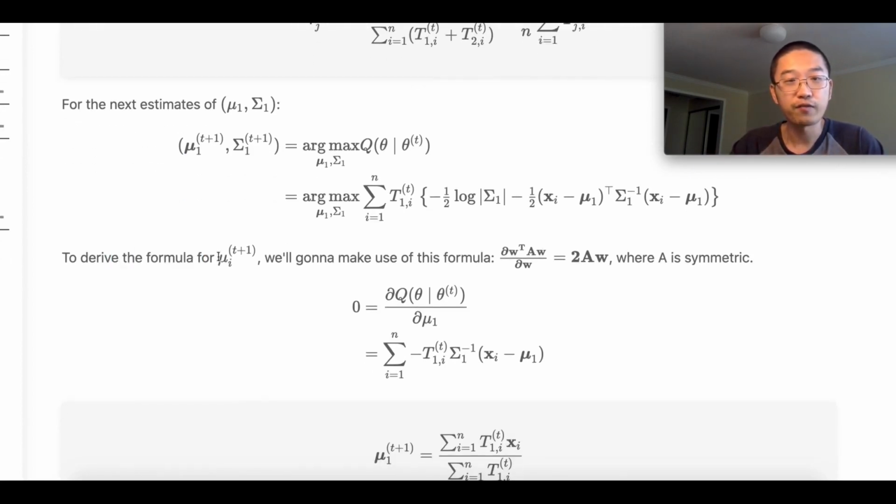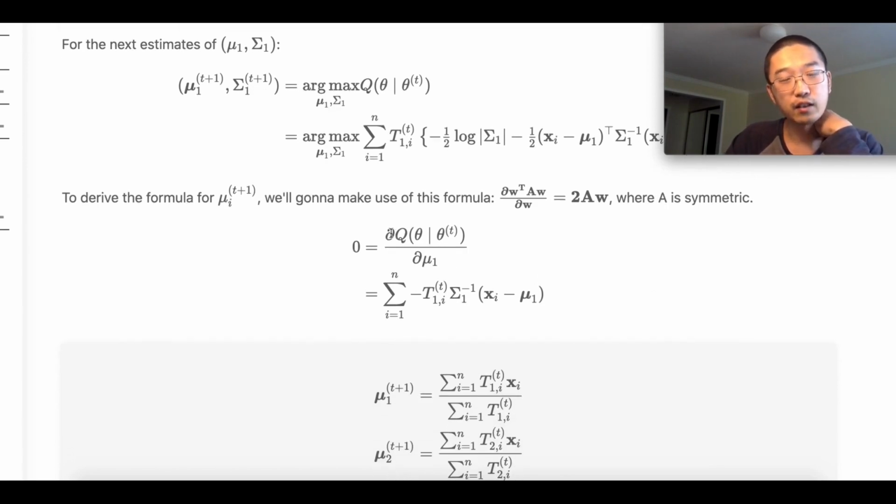So to derive the formula for mu, we're going to use a formula for the partial derivative of a quadratic form with respect to the vector w, which is 2 times the matrix A times the vector w, where A is symmetric. A is symmetric is our normal assumption, because for our normal random variable, the covariance is symmetric.